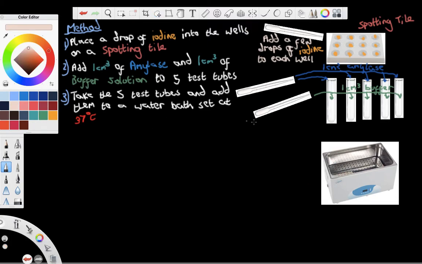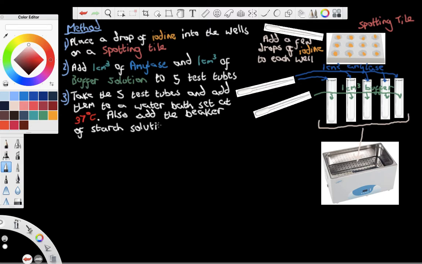So you're going to take your boiling tubes containing the amylase and the buffer solution and you're going to put them into the water bath. You're also going to add your beaker of starch solution to the water bath. So also add the beaker of starch solution to the water bath.